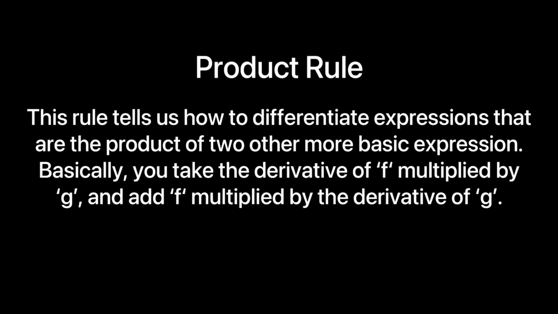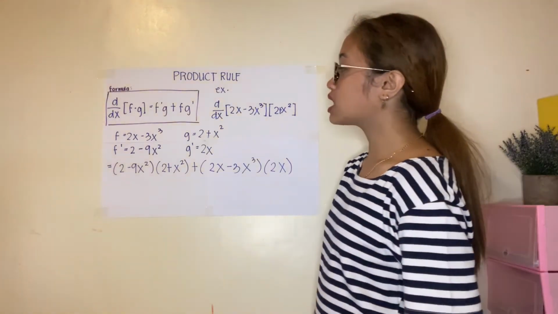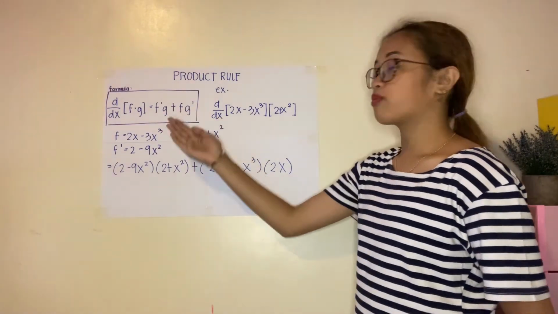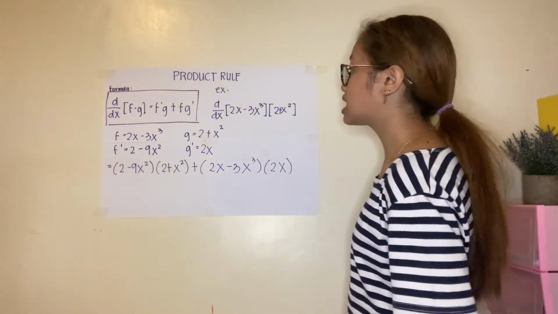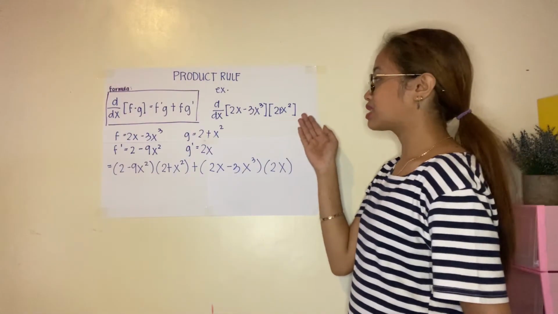Now we will discuss the product rule. The product rule tells us how to differentiate expressions that are the product of two other more basic expressions. Basically, you take the derivative of f multiplied by g and add f multiplied by the derivative of g. The formula for the product rule would be the derivative of f times g is equal to f prime g plus f g prime. One example would be the derivative of 2x minus 3x cubed times 2 plus x squared.